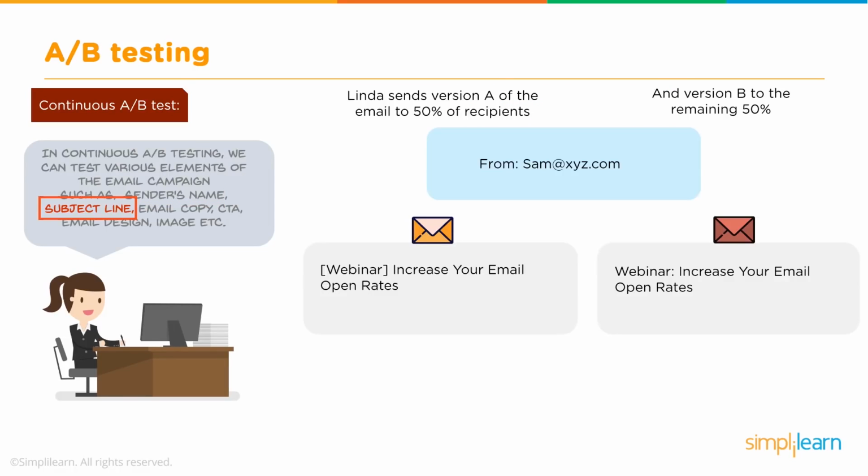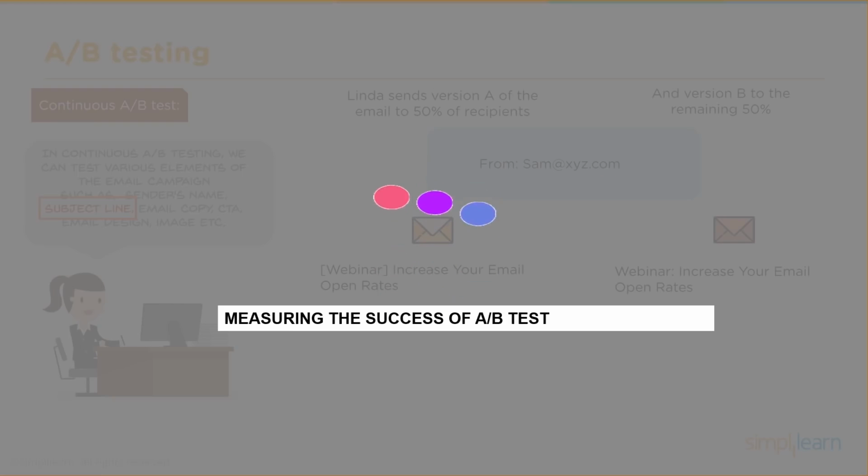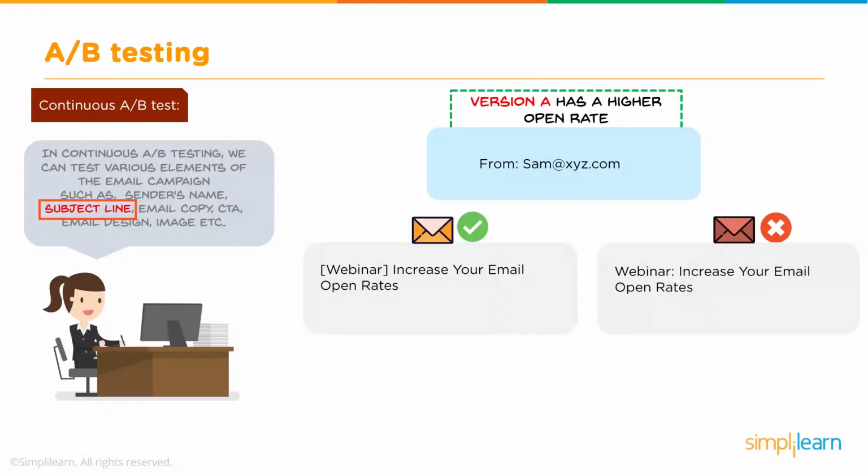Let's talk about the subject line again. So we got webinar, increase your email open rates. Webinar, increase your email open rates. So the webinar is dynamic on version A. Okay, so we're sending that out. And because it's dynamic, that's going to beat out the static.